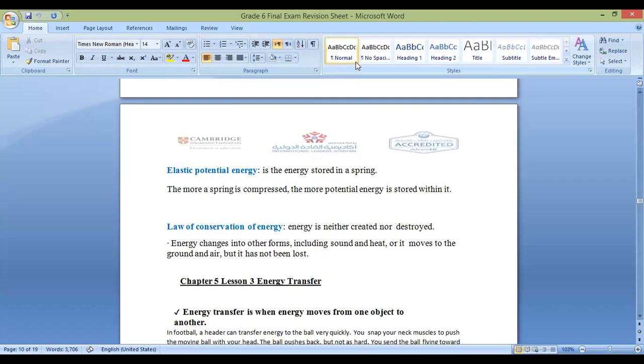There was also the video that showed you about the law of conservation of energy. Can anyone explain to me this law of conservation of energy?